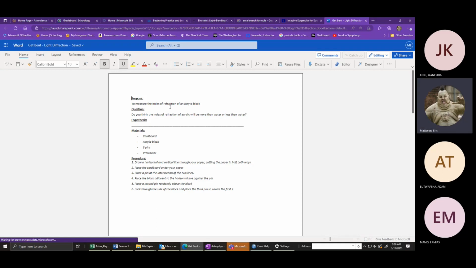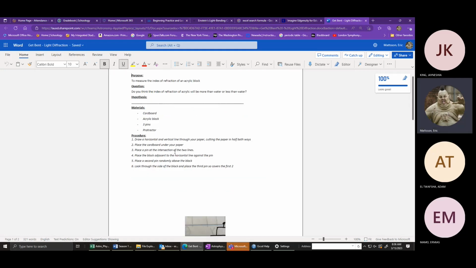So the purpose of this lab is to measure the index of refraction of an acrylic block. The question the experiment is meant to answer is, do you think the index of refraction of acrylic will be more than water or less? This is not really that important to me at this point, whether you know what this stuff means. I'm just using a lab that normally I would use much later in the year. But the main purpose is I want you to see the bending of light. So this is a good lab to get an actual visual idea of how light bends.